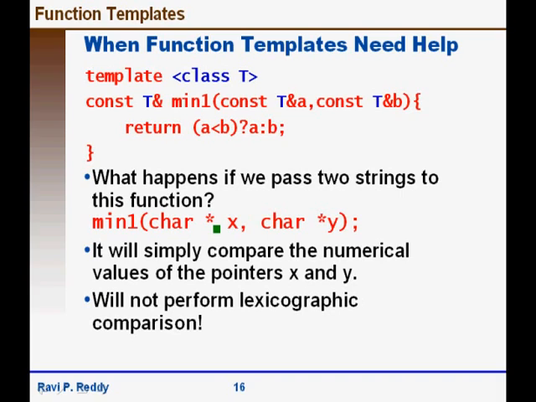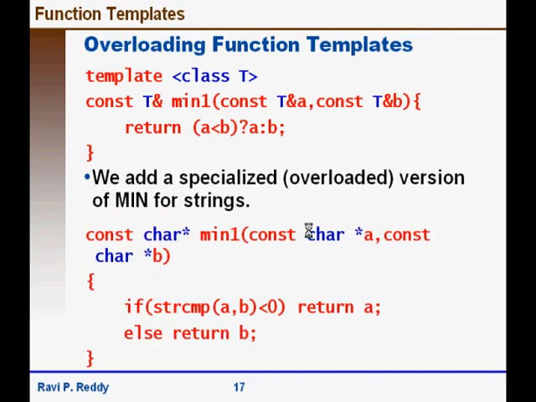When do function templates need help? Let's see here. Here's our min1 function template. What happens if we pass two strings to the function? They will simply compare the pointer values of x and y and not perform a lexicographic comparison. So, what can we do here? We can add a specialized or an overloaded version of min for strings.